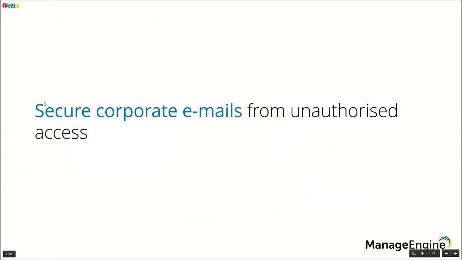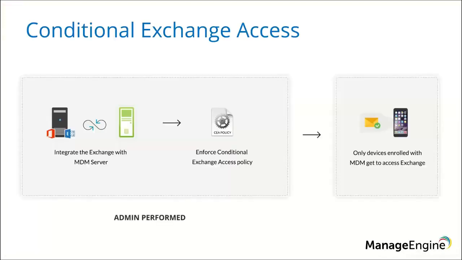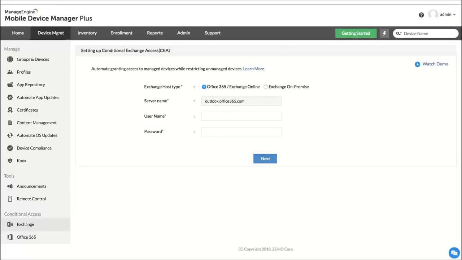And now I'm going to show you how we can secure the corporate email from unauthorized access or from unauthorized devices. We have the conditional exchange access policy within our MDM, where you can integrate your MDM with the Exchange server and enforce the policy, so that only the devices which are registered with MDM will be able to access your email server.